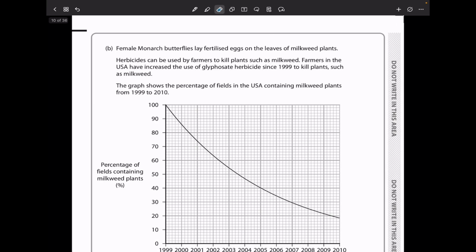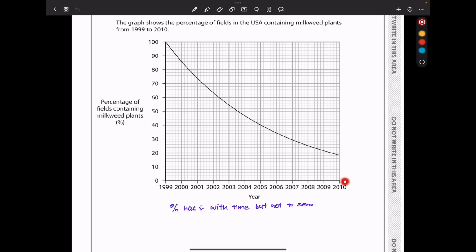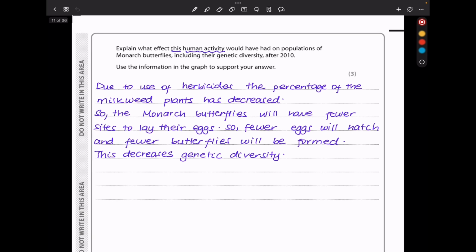If we go back to the graph, this is after 2010, so we'll expect this to decrease more. So I say due to use of herbicides, the percentage of the milkweed plants has decreased. So the monarch butterflies will have fewer sites to lay their eggs. So fewer eggs will hatch and fewer butterflies will be formed. This decreases genetic diversity.